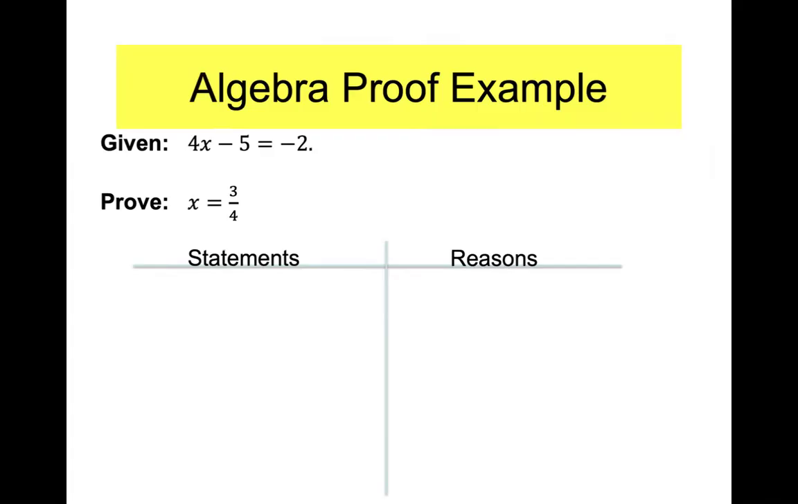So what's the given here? Literally, the given here is 4x minus 5 is equal to negative 2. So I write that. What's the reason? Well, that was given to me. So all proofs will look like this, just like this. You simply rewrite the given, that's your starting point, and the reason to justify the given is, well, that was what was literally given to you in the problem.